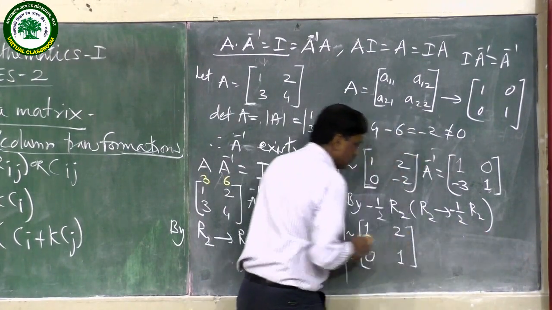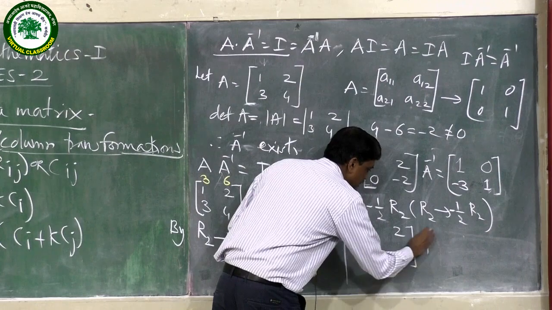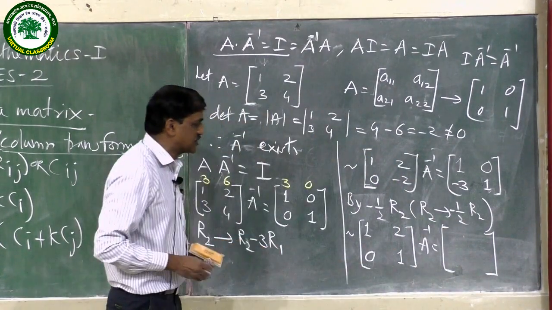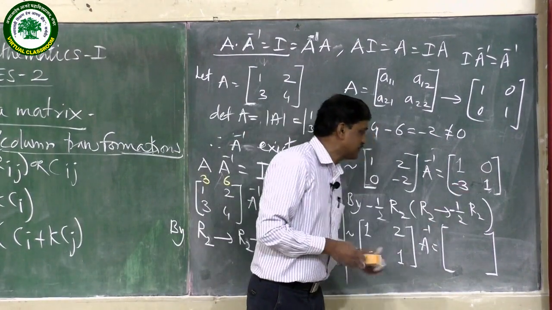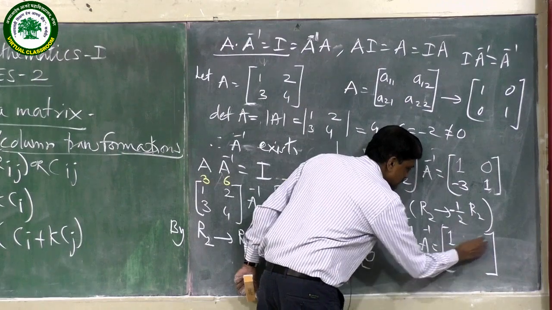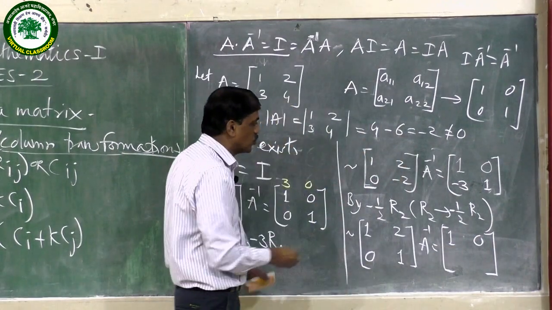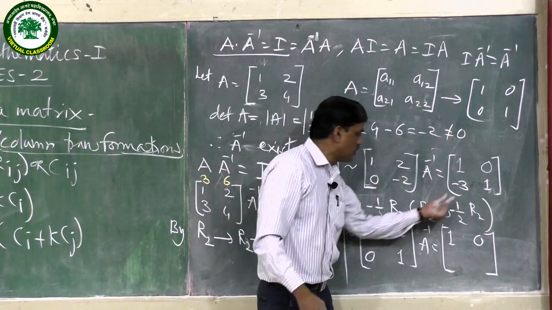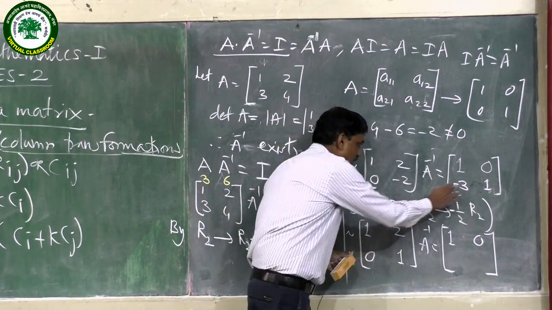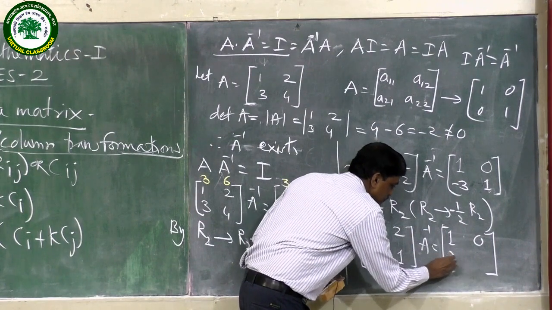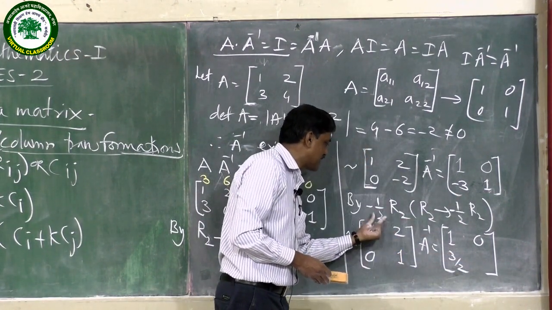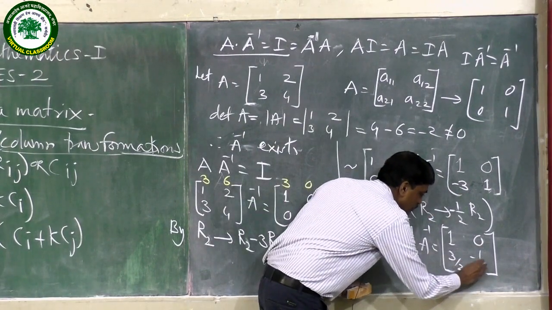Now A inverse remains as it is, there is no change in A inverse. Perform the same transformation on the matrix on the right side. It is on the second row. So the first row is as it is. What happens to the second row? Minus 3 upon minus 2, so minus minus plus, 3 upon 2. And 1 upon minus 2 means minus half into 1, it is minus 1 upon 2.